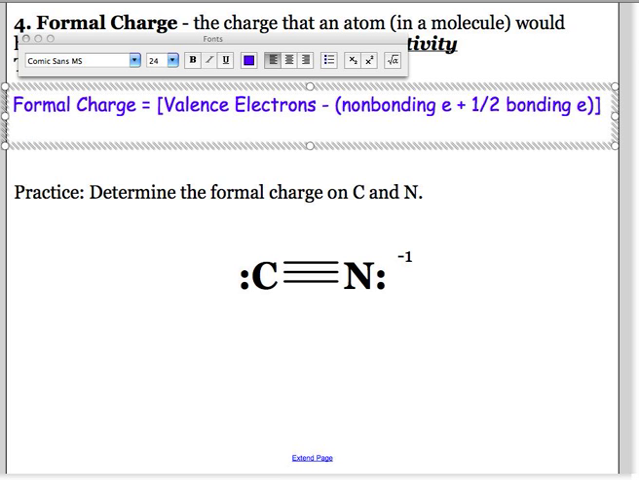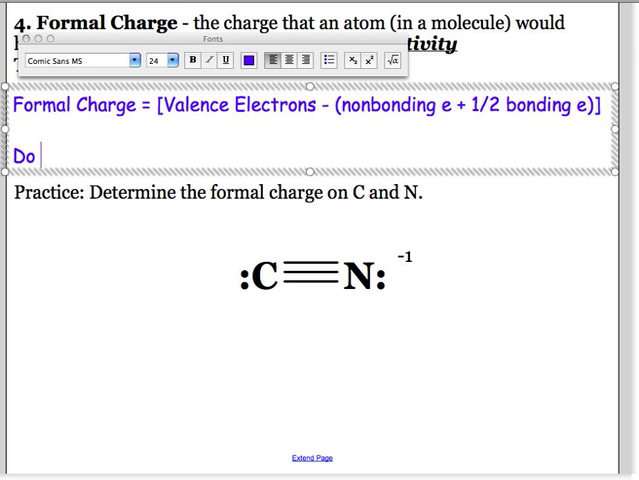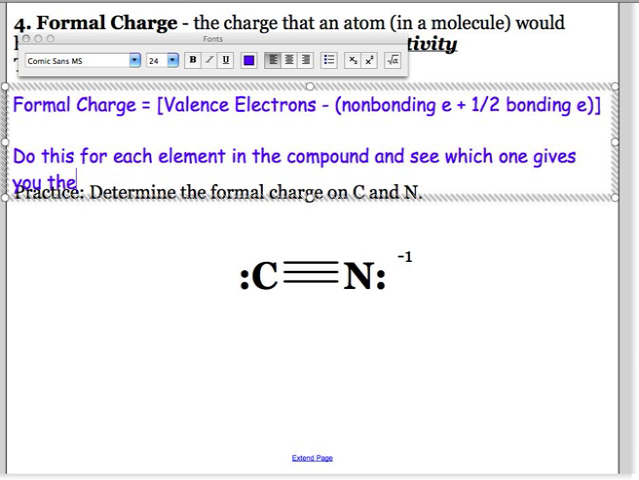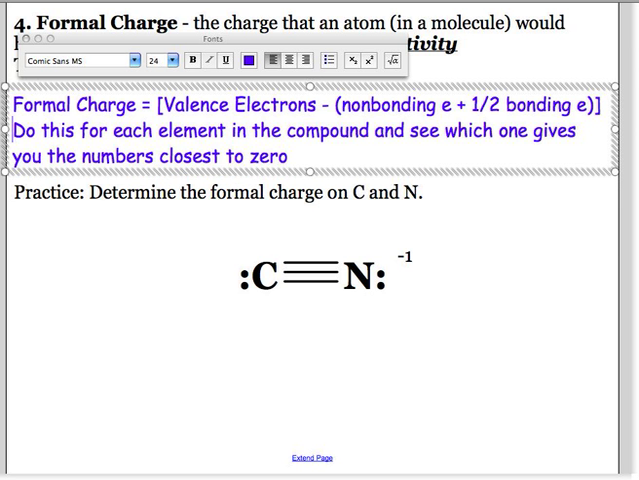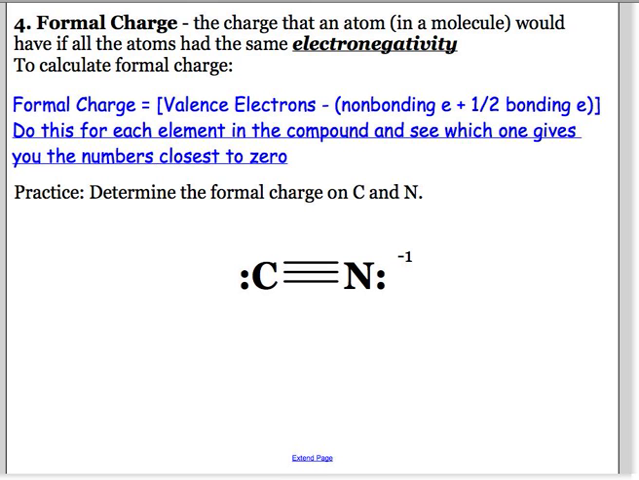And when you do formal charge, you do this for each element in the compound and see which one gives you the lowest, well, I shouldn't say lowest numbers, the numbers closest to 0. So neutral in this sense is good. So let me just make this look a little different. Doesn't like me, so we'll underline. Alright, so just here's an example of one where I'm going to show you how to actually do the formal charge, and then I'll show you on the next slide.